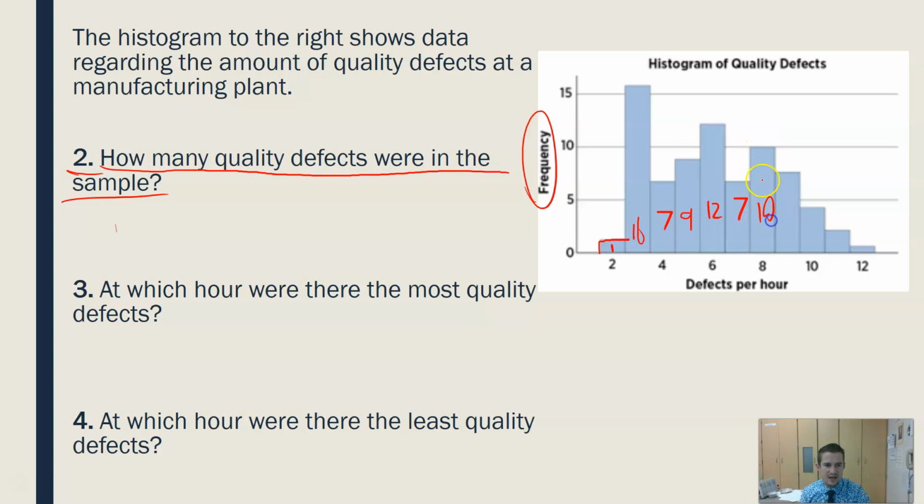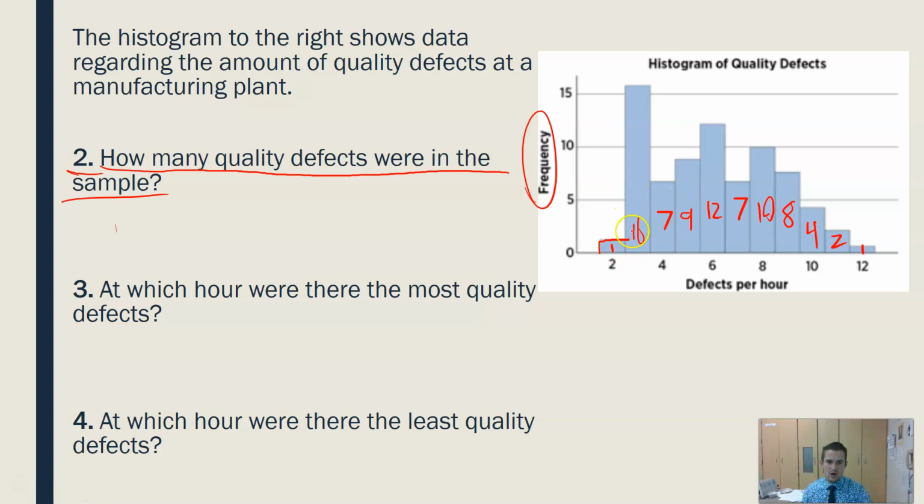Here there were 10 quality defects in the 8th hour. Right here it looks like there are 8 quality defects. Here it looks like 4, maybe 2 quality defects here, maybe 1 quality defect here. So those are the number of defects in those specific hours.